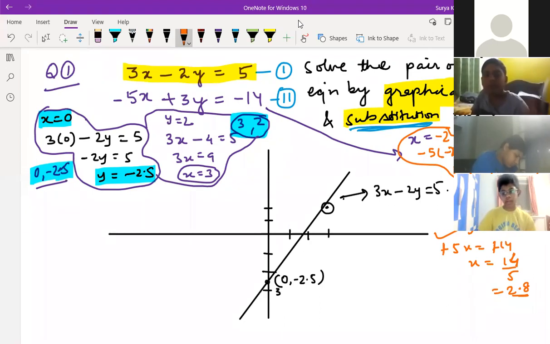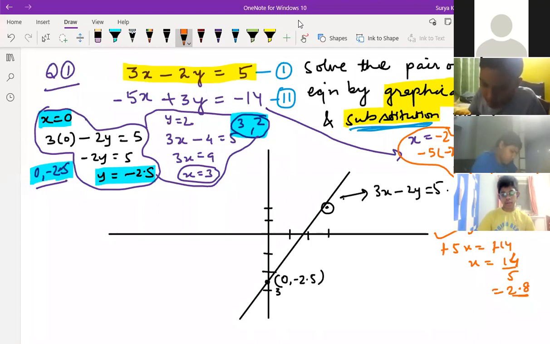Sir, here we have kept x is equal to minus 2, sir. Then we got y as 8, sir. So minus 8. Yes, sir, minus 8. Then we can keep the next equation as y is equal to minus 8. Then we will get x as minus 2. It is better, I think, sir. See, you get the same point.